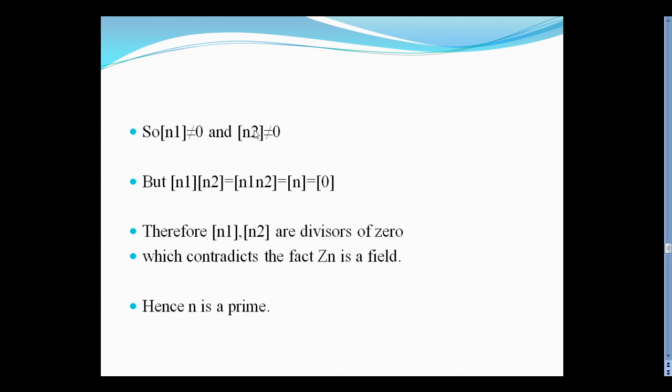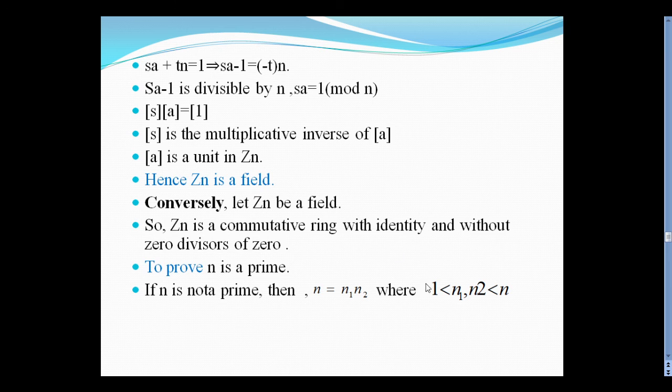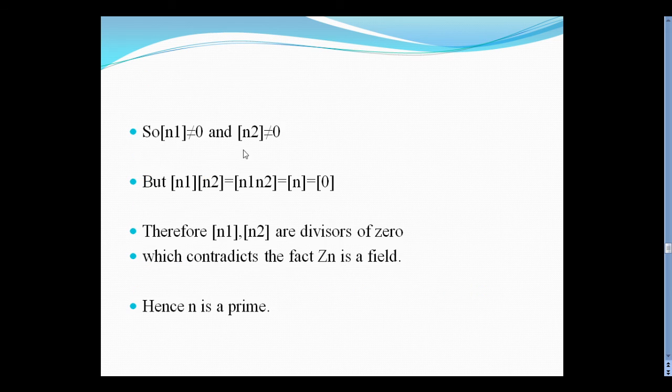But when you take the product of these two, we will get 0. So the product n1 into n2 is equal to n. So already we have seen in the previous step, n equal to n1 into n2. On substituting here we get n equal to 0. Therefore n1 comma n2 are the divisors of 0, which contradicts the fact that Zn is a field. Therefore n is a prime number.